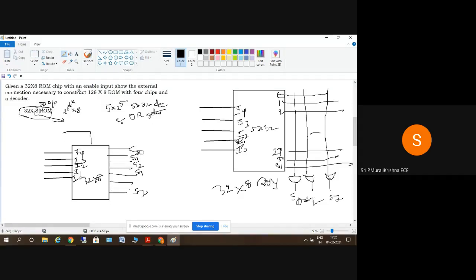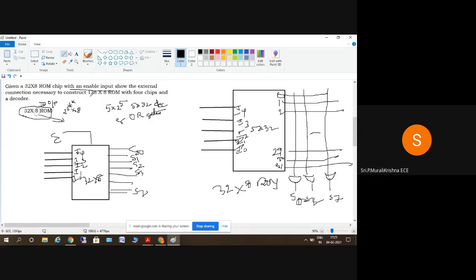As I told you, in the problem you can see there is an enable input. So we'll be having an enable input here, and I'll put it as enable. This enable enables this specific ROM here.